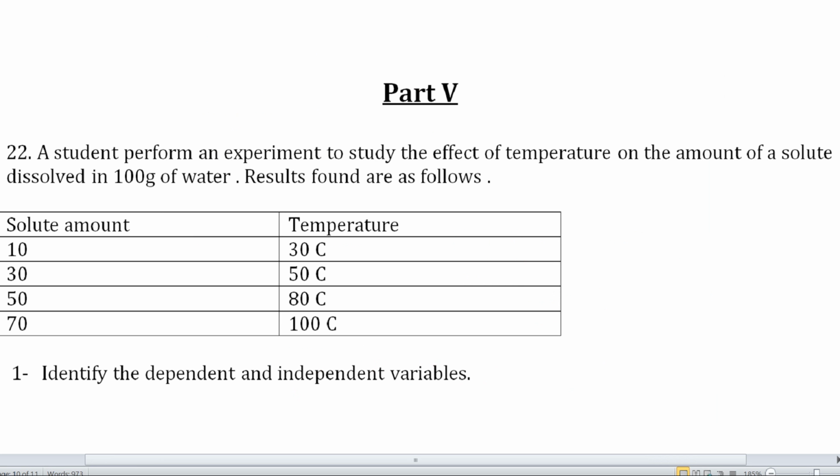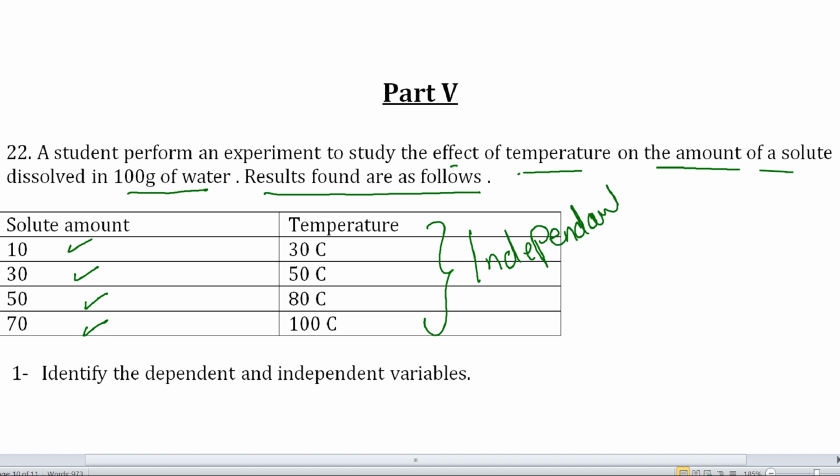A student performed an experiment to study the effect of temperature on the amount of solute dissolved in 100-gram water. Results found were as follows. It should be written in the opposite way, because what affects what here is the effect of temperature on the amount of solute dissolved. This means that the temperature here is the independent variable, and the amount of solute is the dependent one.